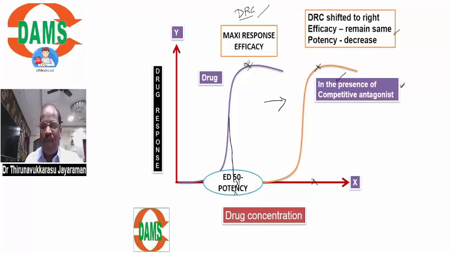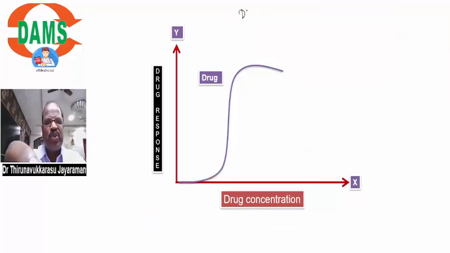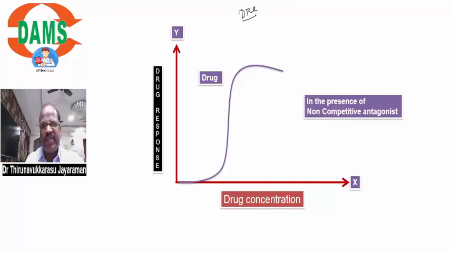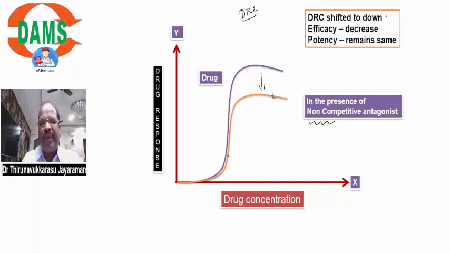Same model question, what happens to the dose response curve in the presence of non-competitive antagonism? In the presence of non-competitive antagonism, the DRC shifted down like this, coming down like this, where height alone decreases, it is not moving anywhere. So the DRC shifted down, that means efficacy decreases, potency remains same. Like that question can be framed. So take a message: efficacy means max response. Potency means the dose at which a drug produces 50% max response, called ED50. This is called potency.